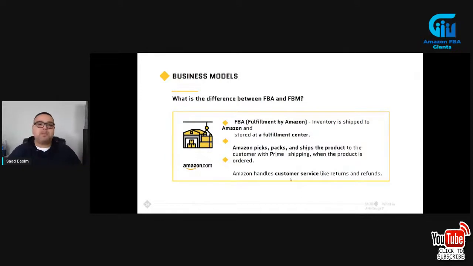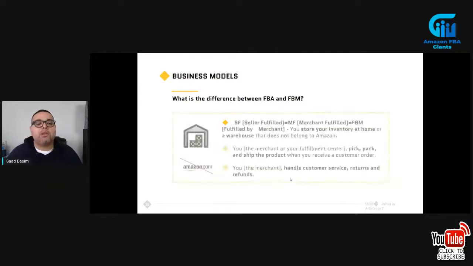You don't need to do anything. Just buy the stuff, send it to them, and they will take care of everything. If someone orders it, they will pick, pack, and ship it. They will handle customer service if the customer is not happy, and it's a really, really great thing.